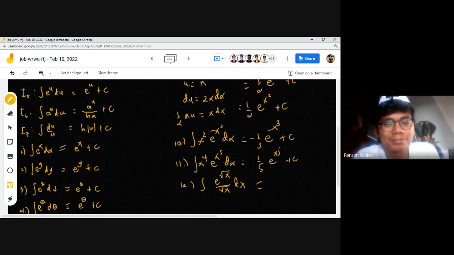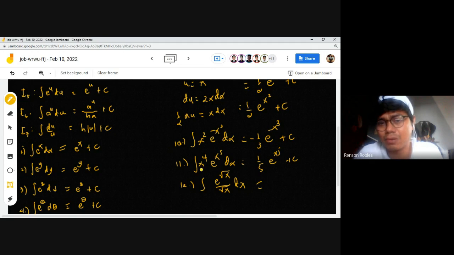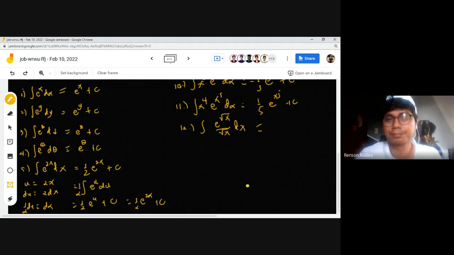Nasasatisfy niya pa? Yung derivative ng square root of x can still be found inside. I'm not saying na laging dapat nasa unahan, ha. Ang sinasabi ko lang, dapat yung derivative nito can be found inside, whether on the numerator or on the denominator. Okay?